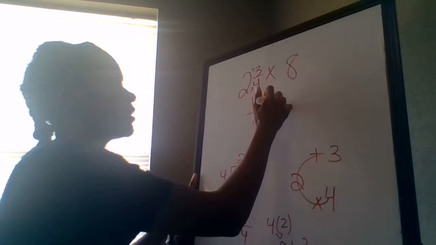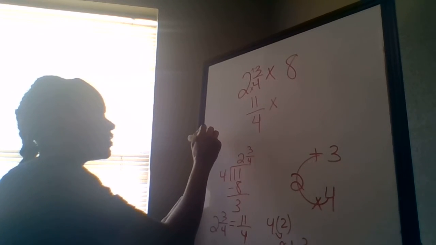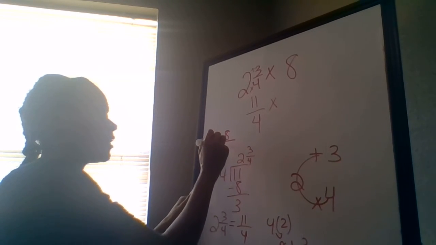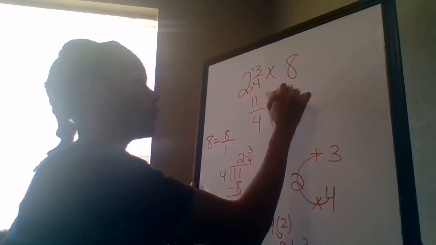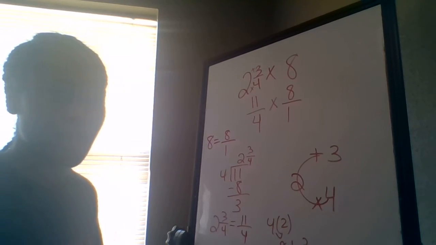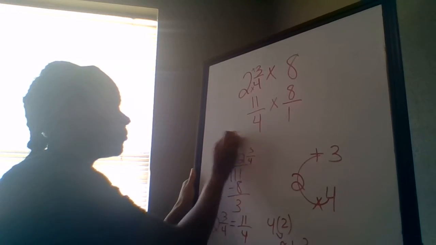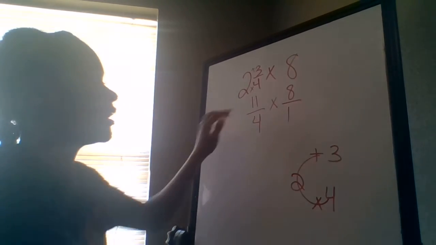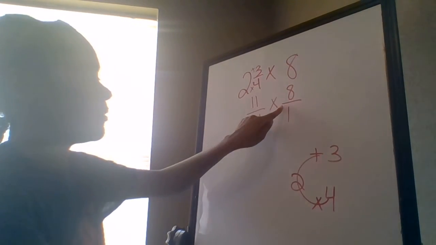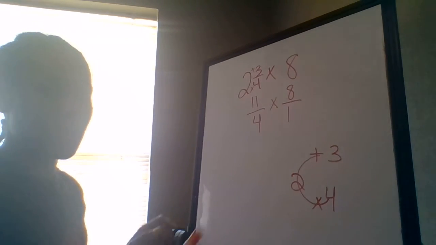Then we bring down our multiplication sign here. And we can change our whole number into a fraction by putting it over 1, because 8 is still equivalent to 8 divided by 1, because 8 divided by 1 is 8. So I'm just going to bring down 8 over 1. So I did not change any properties of my expression, because 2 3/4 is still equivalent to 11/4, and 8 divided by 1 is still equivalent to 8.